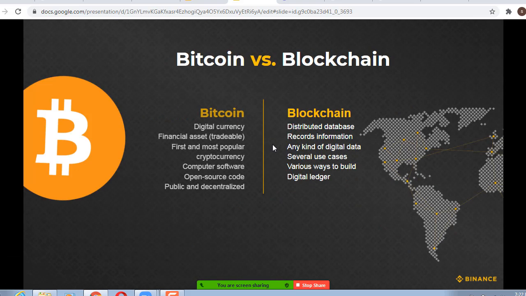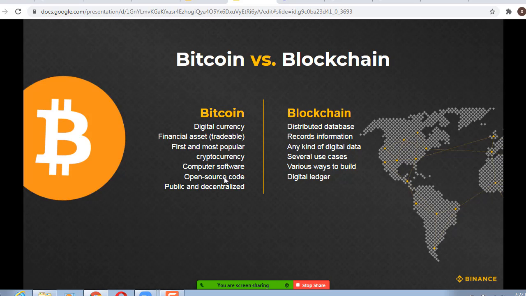Now, blockchain versus Bitcoin, or Bitcoin versus blockchain. Bitcoin is a digital currency. It's a financial asset, tradable. That means you can trade it on many trading platforms. It's the first and most popular cryptocurrency. I call it the father of all cryptocurrencies because it was the first ever created cryptocurrency, and it works on computer software. It is an open source code.